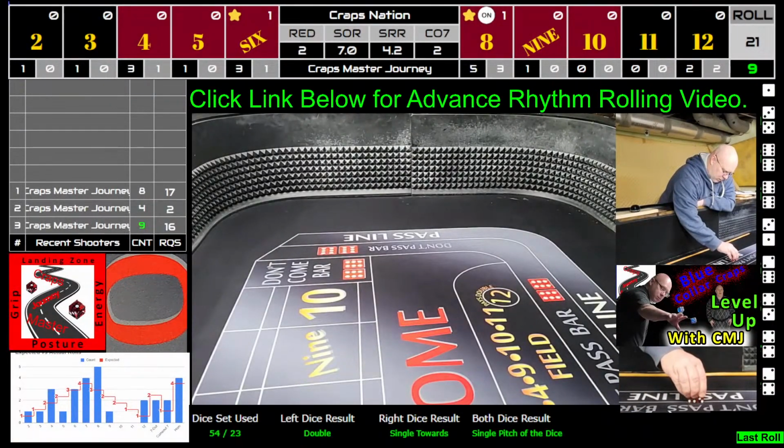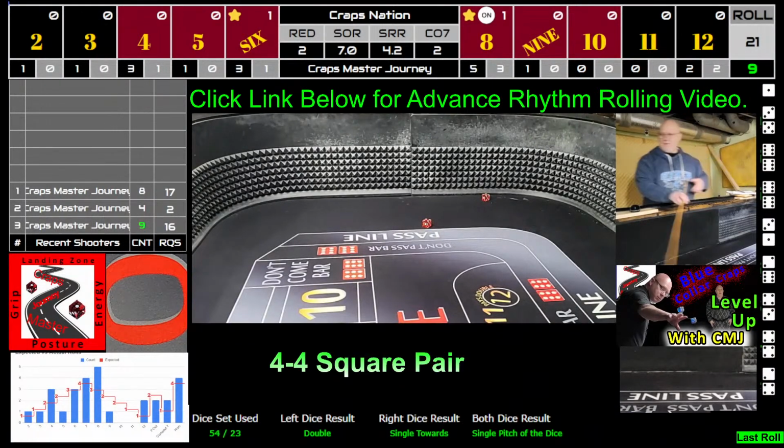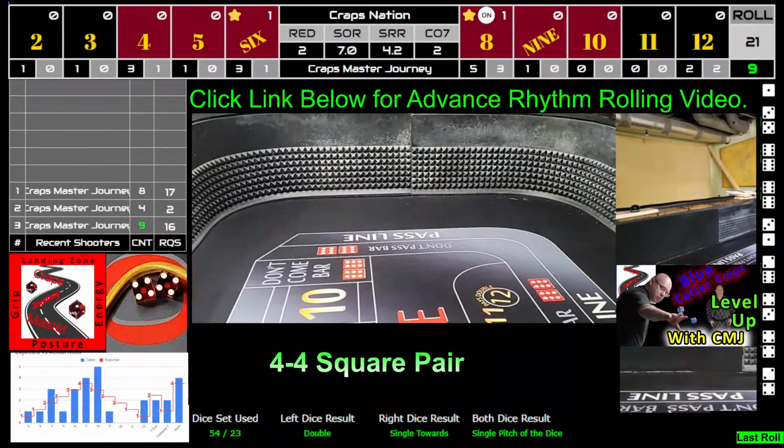So we got a good grip. I'm squeezing those 3 fingers together so they're tight. Square to the table. Nice even release. That's another square pair. Wow. Okay. Winner 8. Puck turns off again. And that one was not the worst of throws. 5, 4, 5, 4. 4, 4, 8.